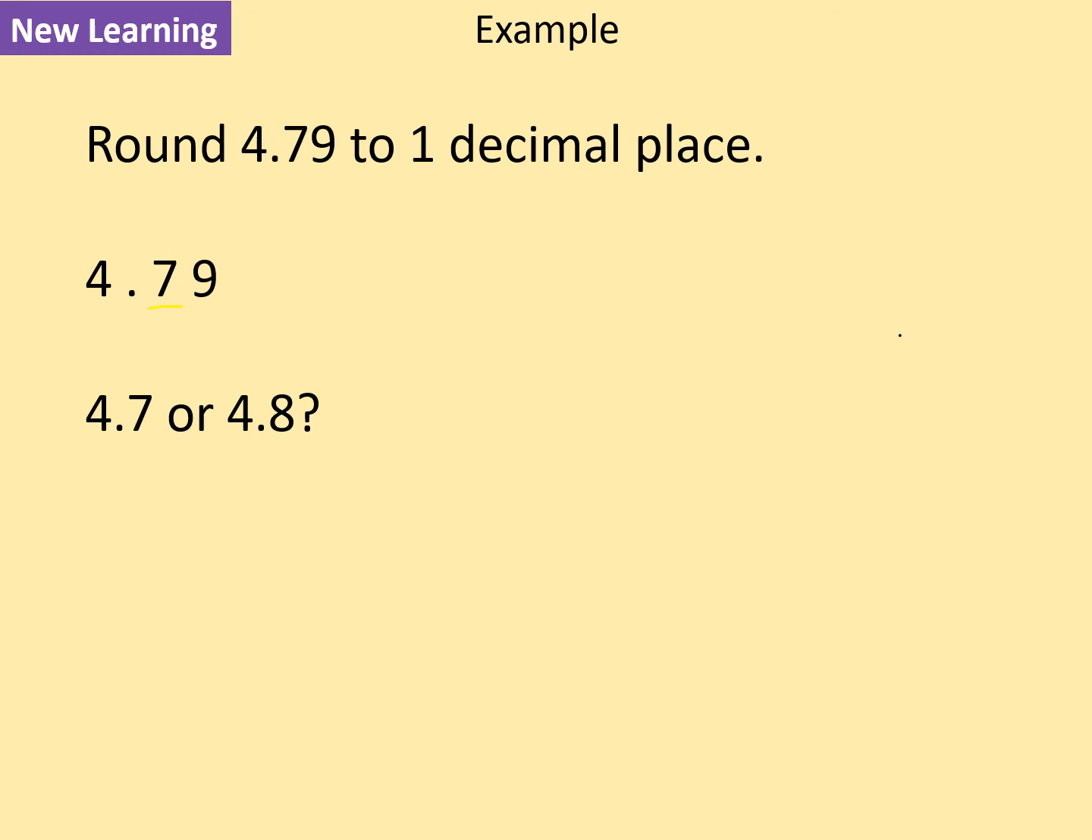What we can do here is look at the digit after 1 decimal place, so after the tenths column, and that's the 9 here. So is that 9 greater than 5? 5 or more, let it soar. So is 9 greater than 5? It is. So we can say that 4.79 will round to 4.8 to 1 decimal place. Because this number is 5 or greater, it will round up our number in the tenths column.